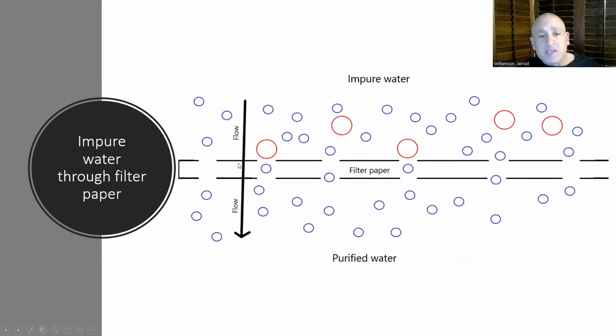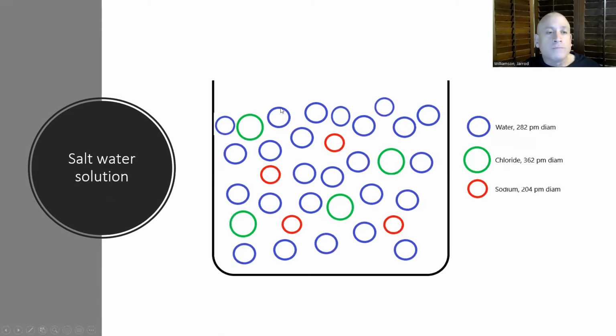Here I have a side view of my filter paper. These little holes right here are the pores. As the water flows down this way, in the direction of flow, the water is small enough to make it through those pores, but the impurities are large enough that they cannot get through. That's what filters out the impurities from the water.